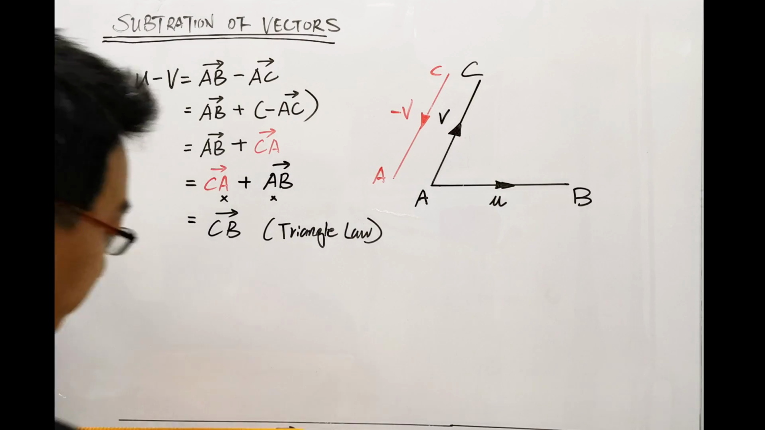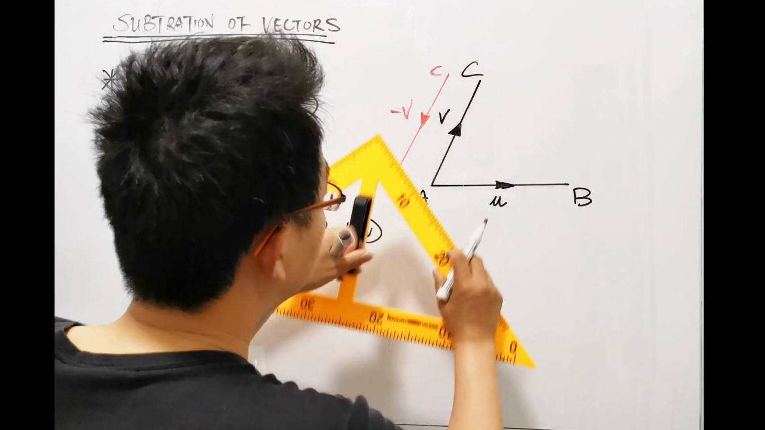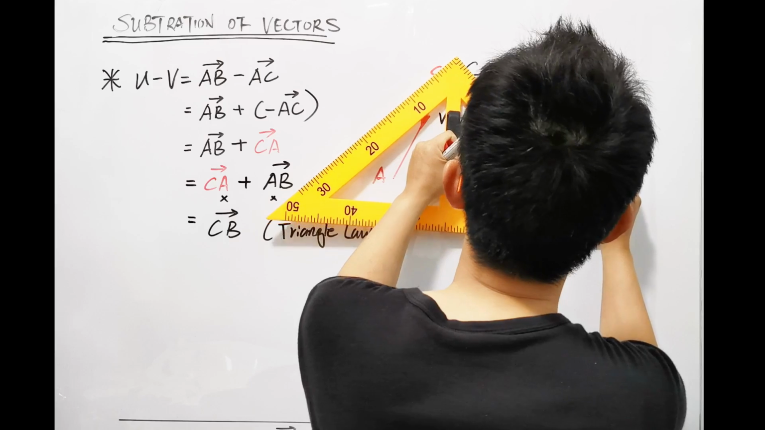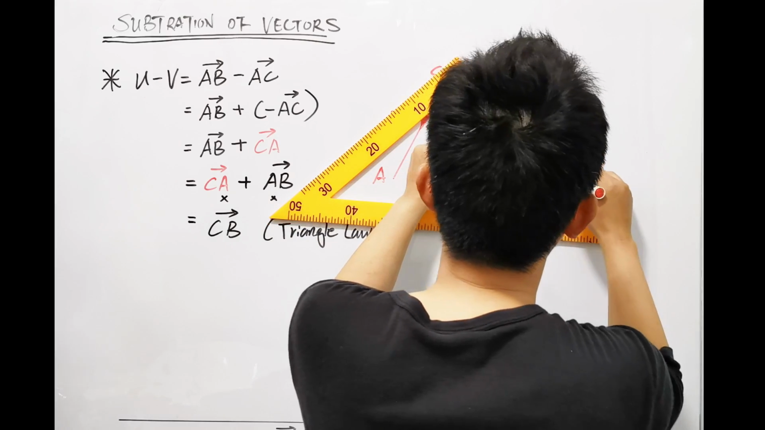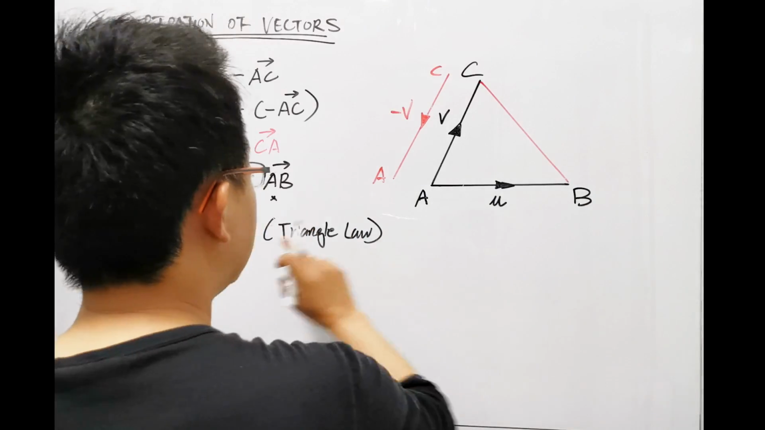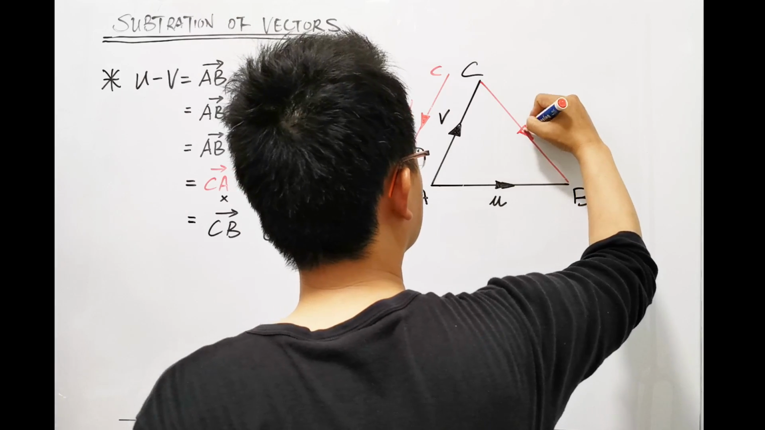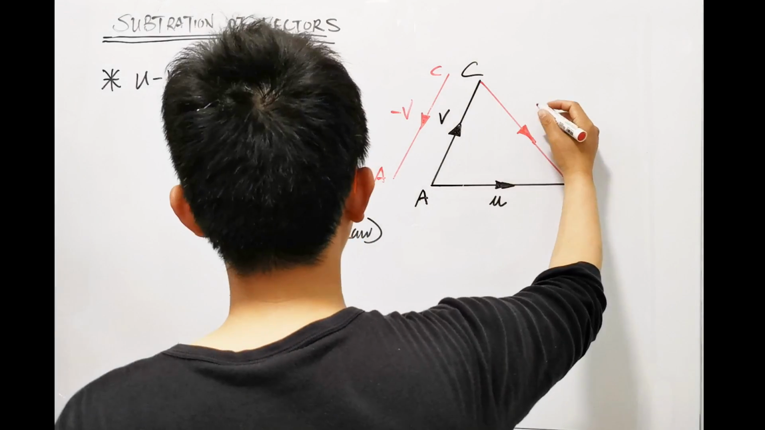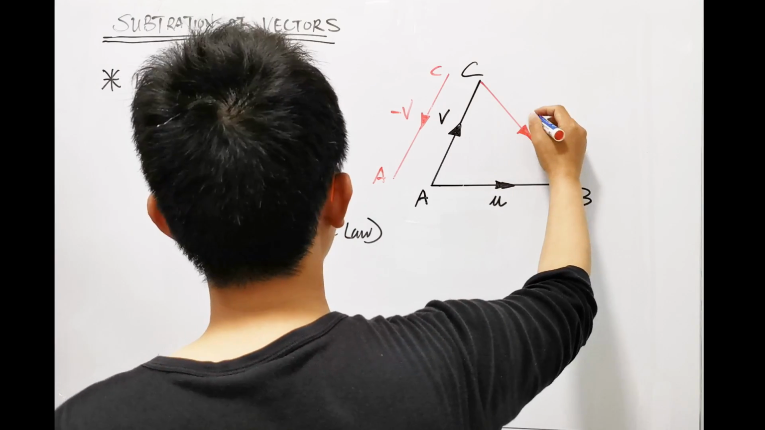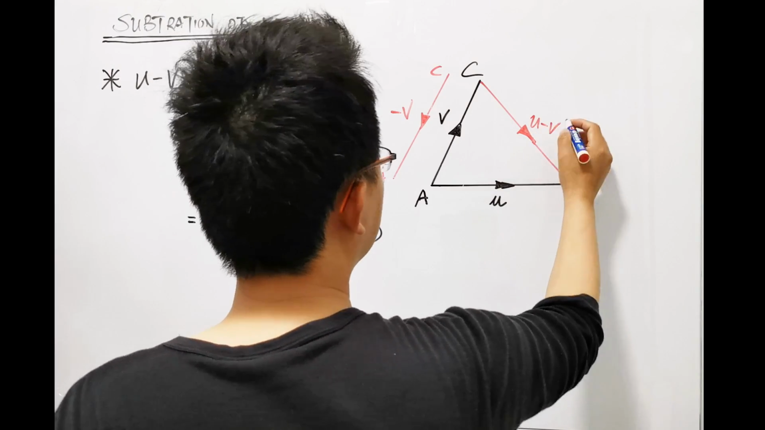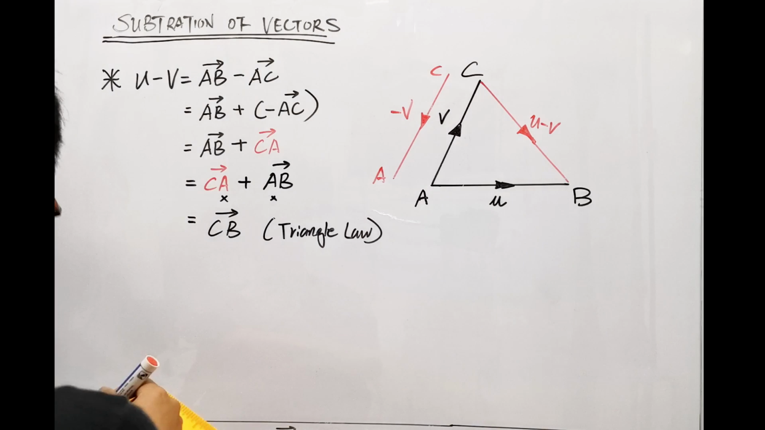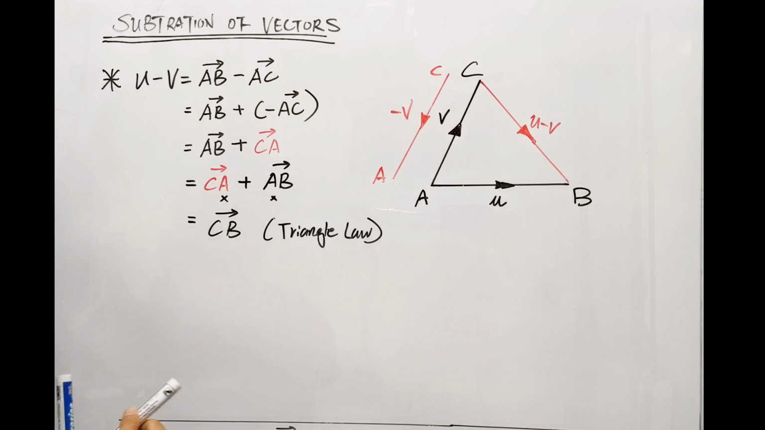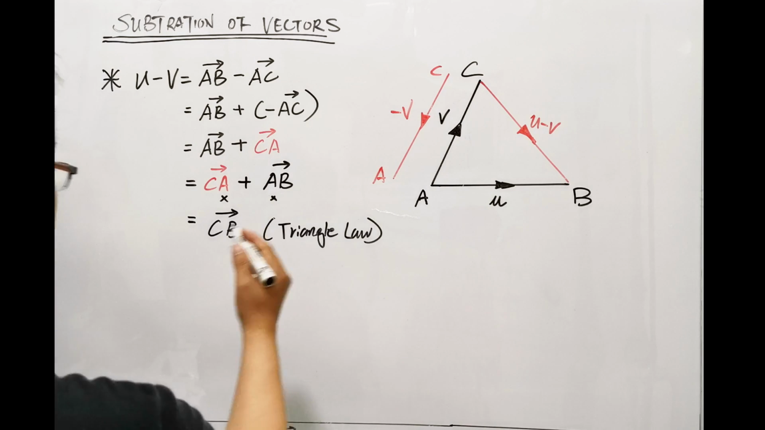Let me see what we get. So CB becomes this. If this is the case, then U minus V equals to CB. So this is a triangle. This is the first solution, how we resolve this case.